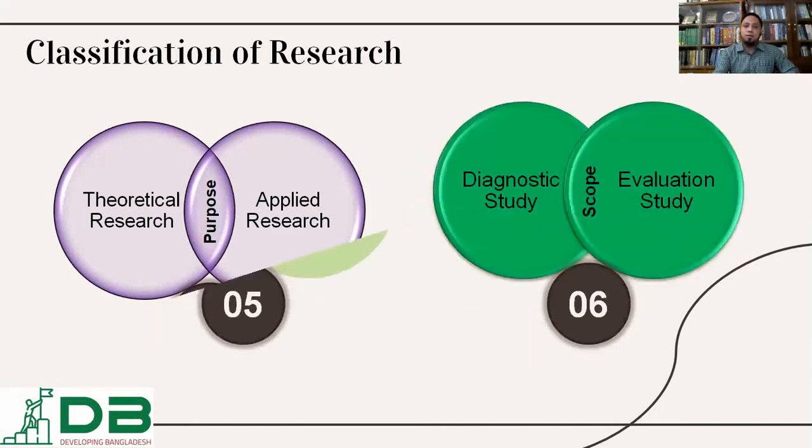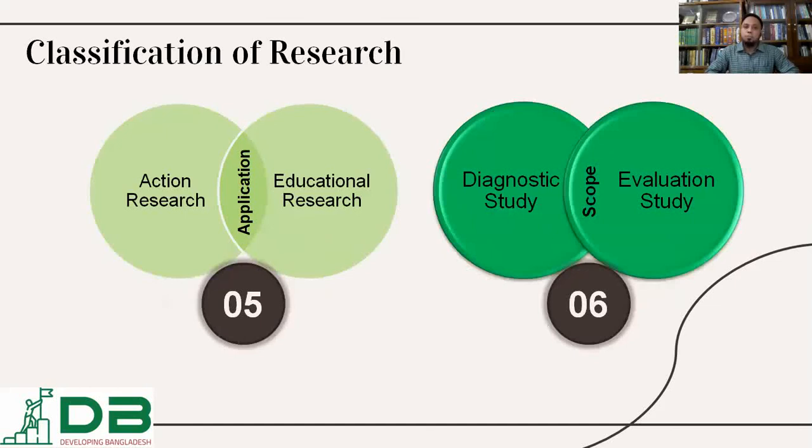Then come to the point based on application. Based on application, we can classify research into two categories: action research and educational research. So from the name, it is said action research is particularly action-oriented in the practical field, but educational research is to identify new causes and will be used for academic purpose.